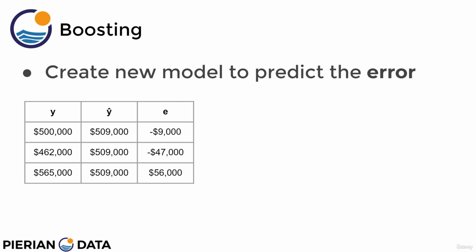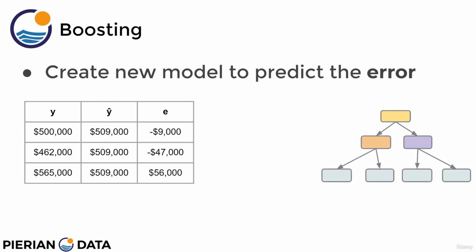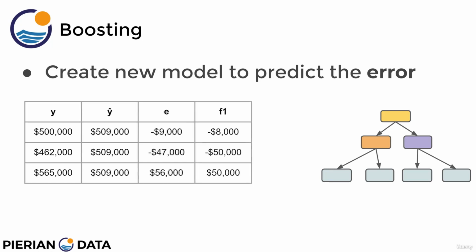Then what we're going to do in the gradient boosting process is we create a new model. However, this new model is now not trying to predict y based off the features, it's trying to predict e, that residual term based off the features. So now we're going to create a new model to predict the error term, that is this e column, instead of trying to predict the y column. So we get a brand new decision tree, and this decision tree is now optimized to try to predict the error column, not the original y column. And we will call this new prediction F1.